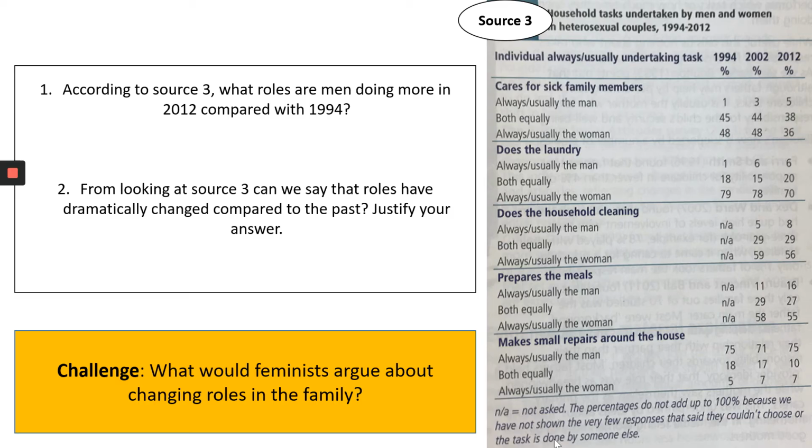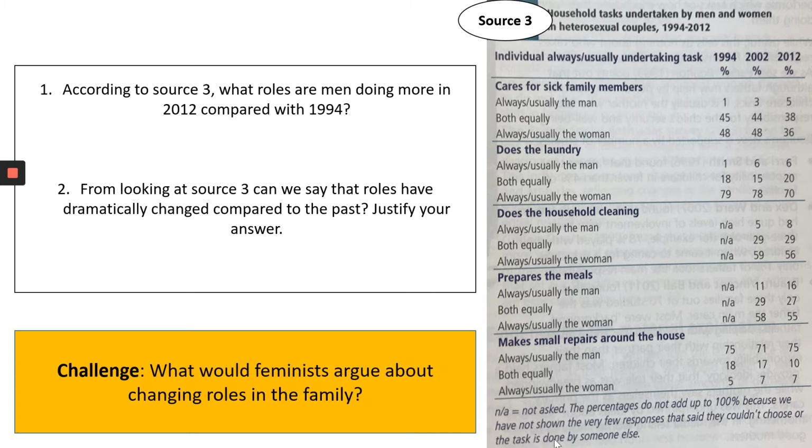And this one's a bit more complicated. So this chart has a lot of data on it. It has all of the tasks in bold, so cares for sick family members, does the laundry, does household cleaning, etc. At the top right, you can see the percentages per year. So it starts 1994 up until 2012. And then also not in bold, it says always or usually the man, equally or usually the woman.